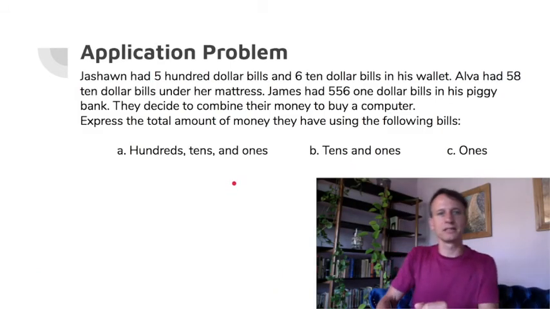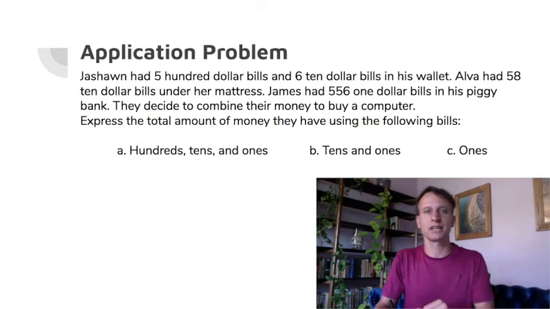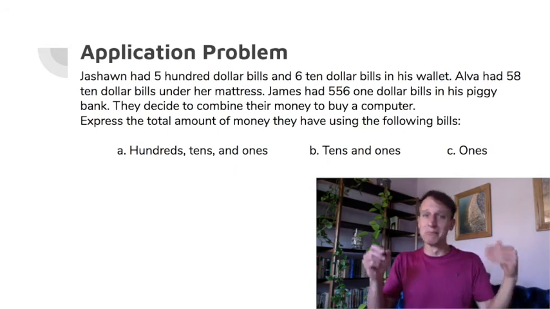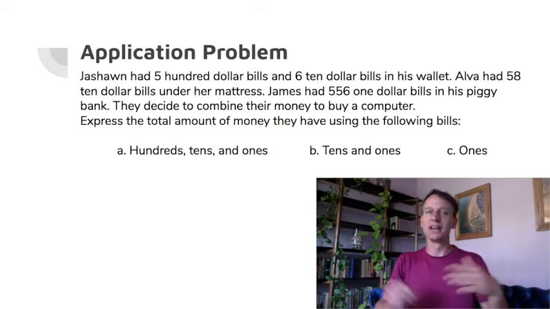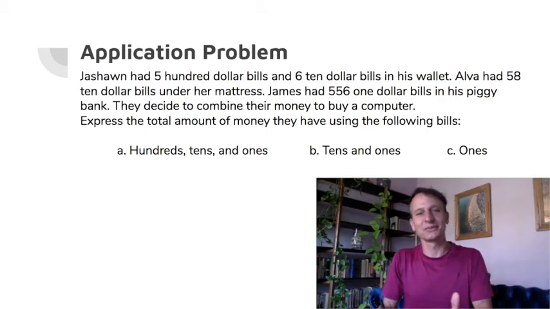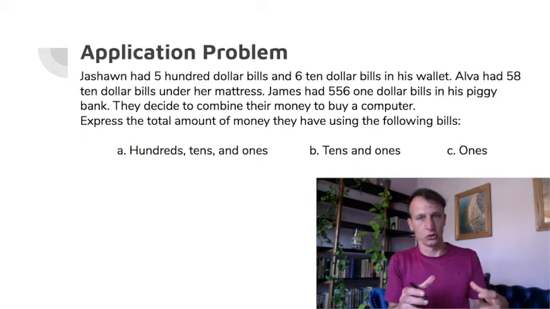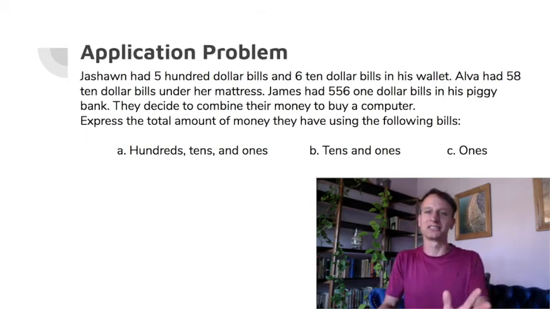Now, here we go. Right into, I know, was that quick or what? Right into the application problem here. These boys got money! Jashawn, Alva, James, they got money. And look, this one cracks me up. I tell you, sometimes the Eureka math word problems are as dull as dirt. There's like, container A can hold this and container B. This one is great. I love it.